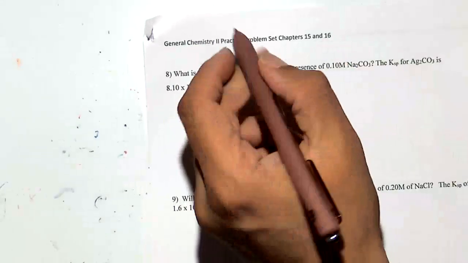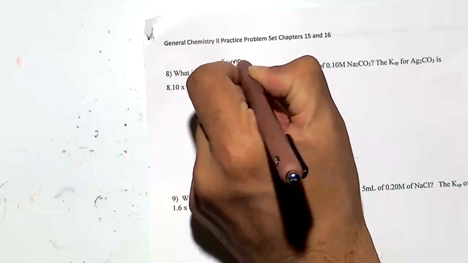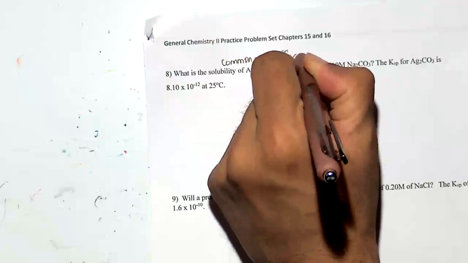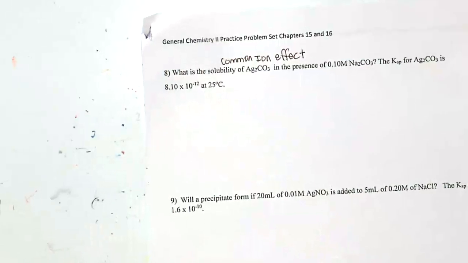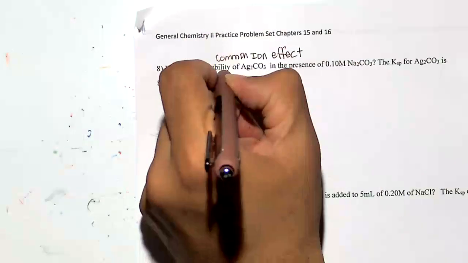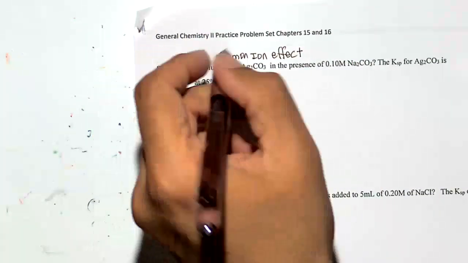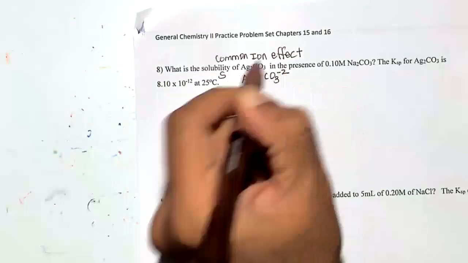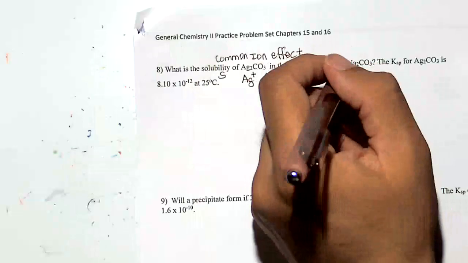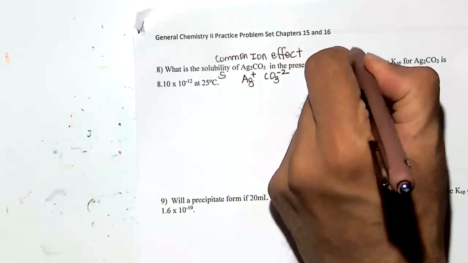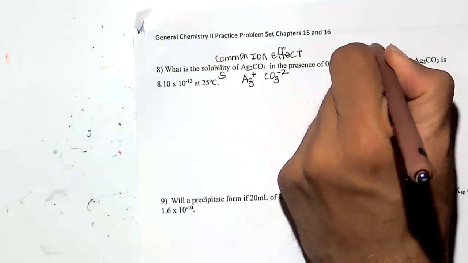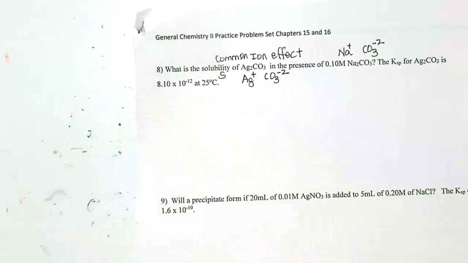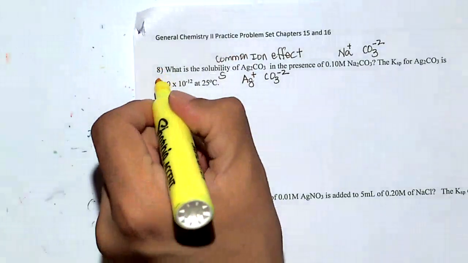Okay, so this type of problem illustrates the common ion effect. What is the solubility S of silver carbonate? Silver is going to be Ag+, carbonate is CO3 2-, in the presence of sodium carbonate. Sodium is Na+, carbonate is CO3 2-, and the Ksp is 8.10 times 10 to the minus 12.